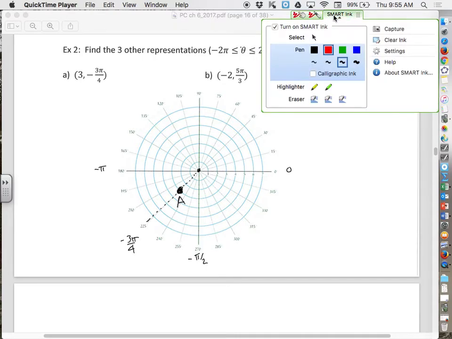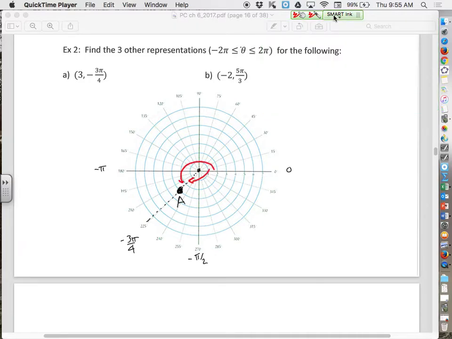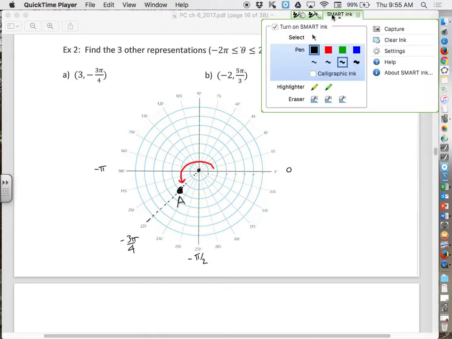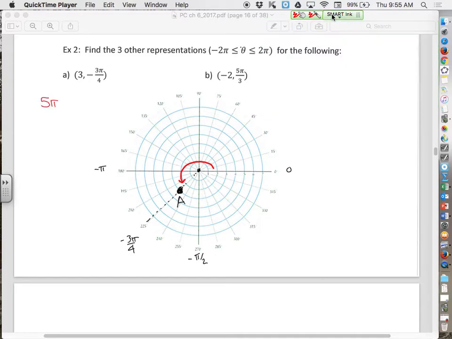So one way that I could name this, instead of going my angle in the negative direction, I could go around in the positive direction there. So if I go in the positive direction and name that angle measurement, 225 degrees in radians is going to be 5 pi over 4. And if I go 5 pi over 4 for my angle measure, the radius, I'm still moving out 3 units. It's still +3 for my radius.